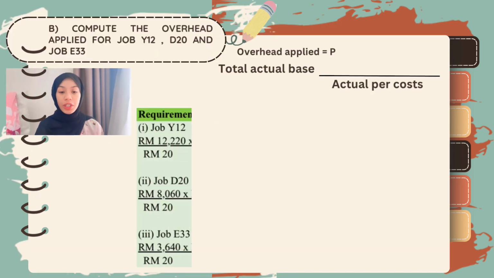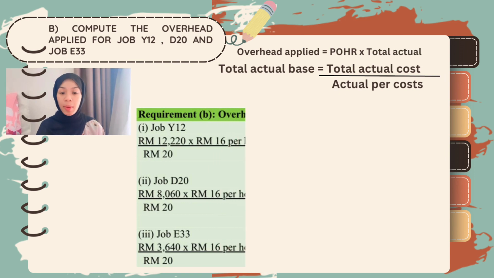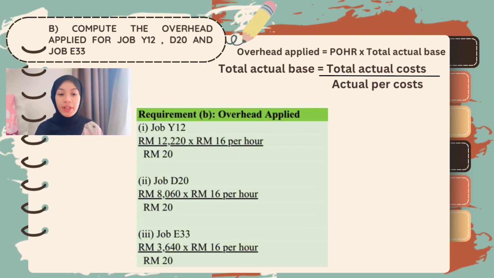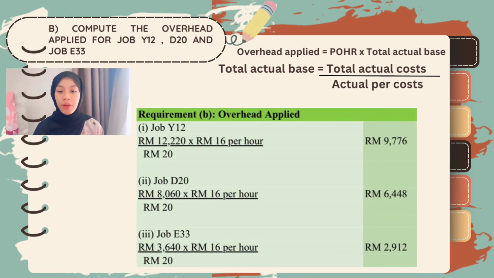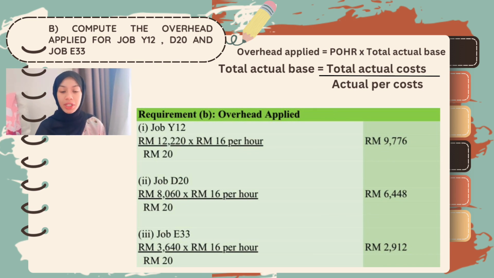For the second question, compute the overhead applied for job Y12, job D20 and job E33. To solve this question, we need to find the overhead applied for job Y12, D20 and job E33. And we need to find the total actual base using the formula total actual cost divided by actual per cost. For the job Y12, the plant-wide POHR is 611, which is RM 12,220 divided by 20. The overhead applied for these three jobs is the same, which is 16.